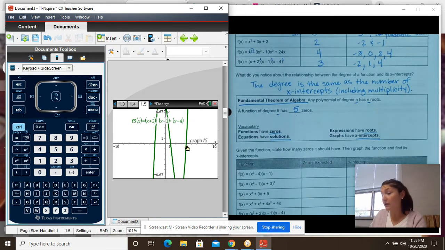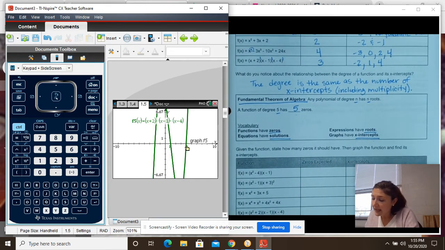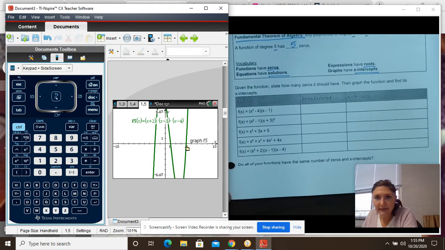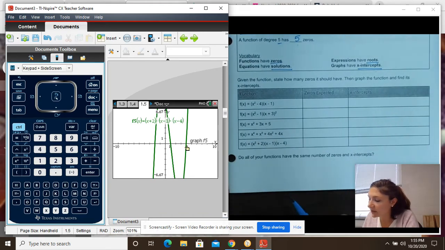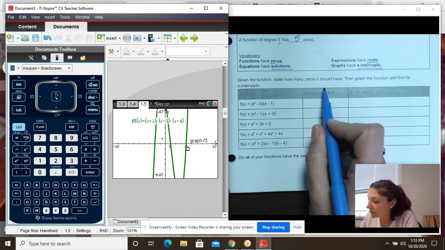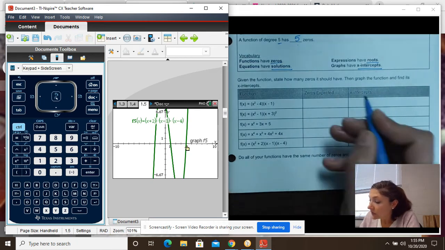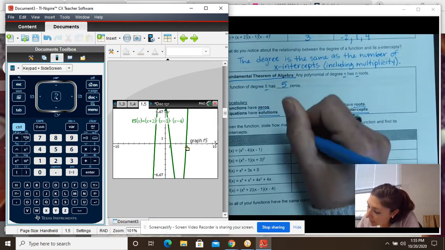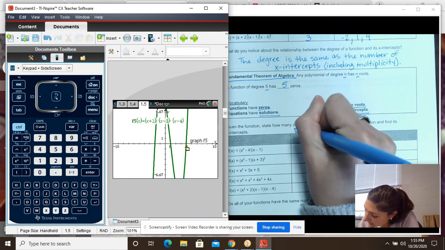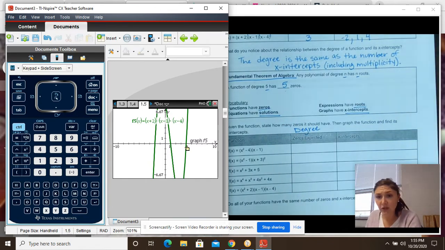So I get another piece of important information from my function. I can use the degree this time to tell me how many solutions I should expect to have, or zeros or x-intercepts, whatever I'm looking for. So if we take a look at this box down here at the bottom, it says given the function, state how many zeros it should have, then graph the function and find its x-intercepts. So zeros expected, remember this is just going to be the same as the degree of our function.